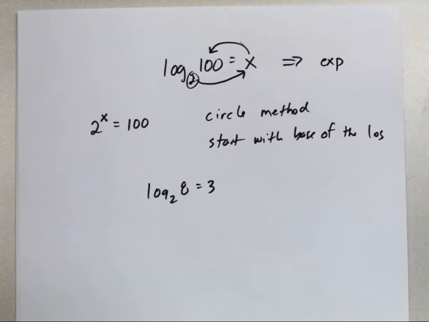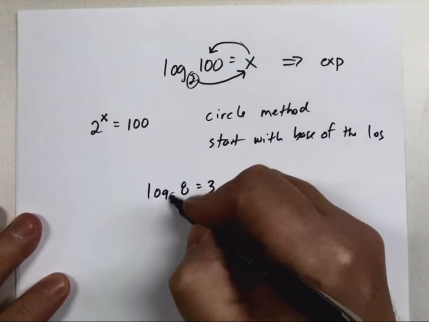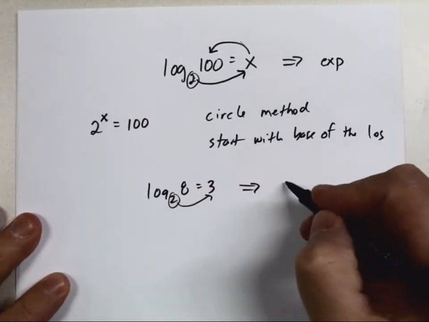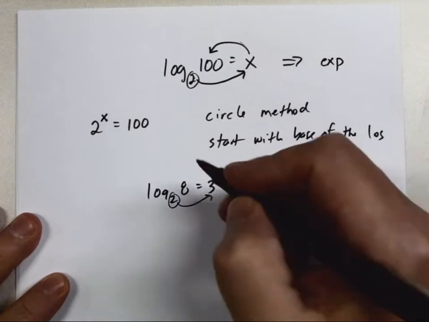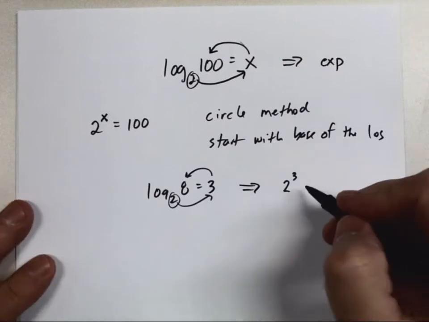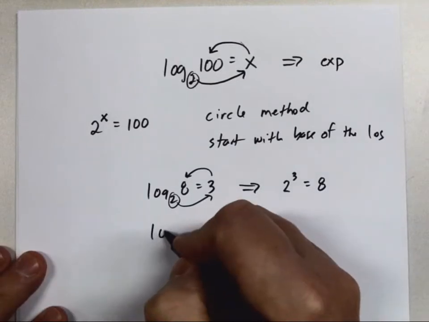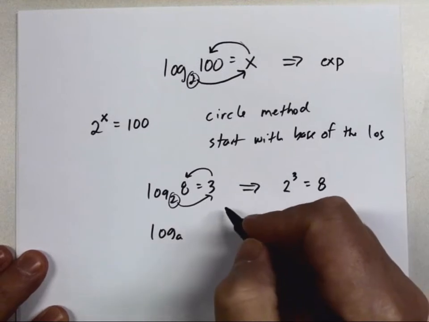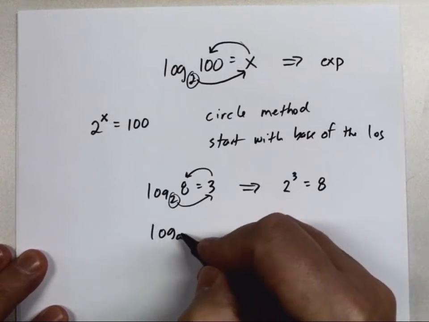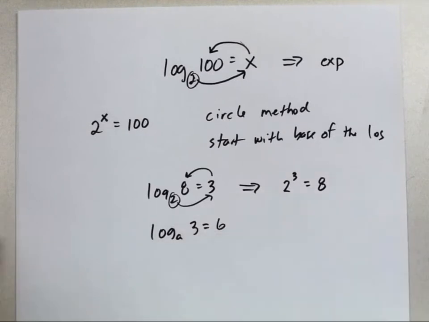Here's a log equation. Let's rewrite that as an exponential equation. Start with the base of your log. You go to the other side, in this case 2 cubed. Then you come back and grab what's inside the log, equals 8. Very straightforward. How about log base a of 3 equals 6?